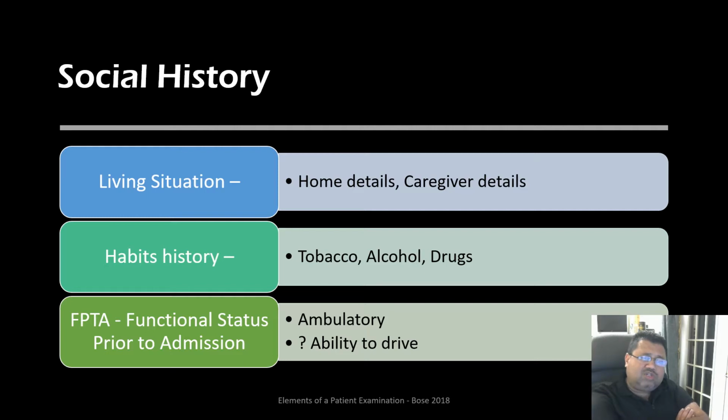Pack year history is calculated. How is it calculated? It is calculated by how many packs per day times how many years of smoking. So one pack per day times 20 years of smoking is a 20 pack year history.